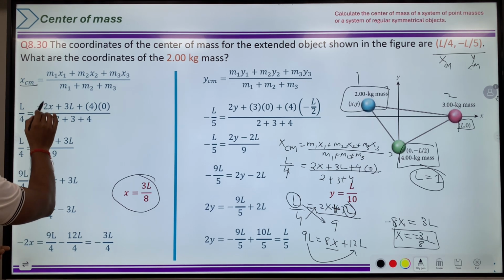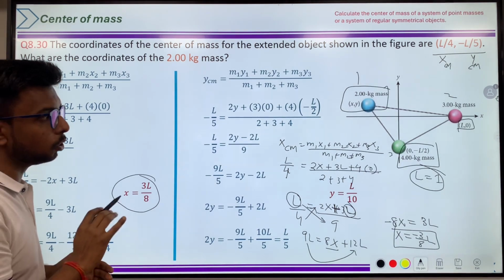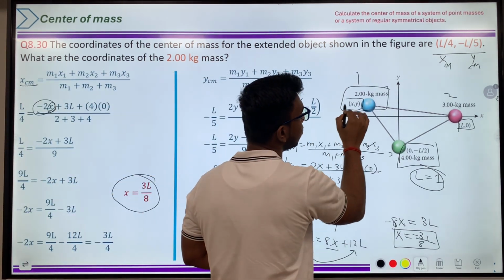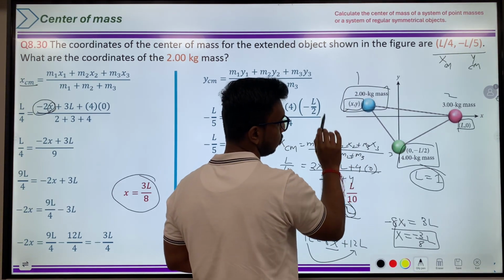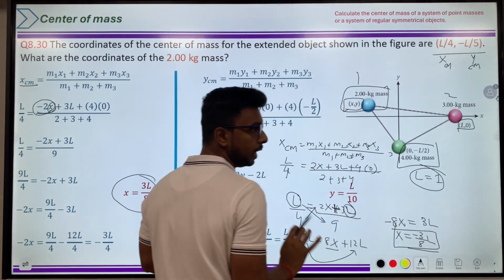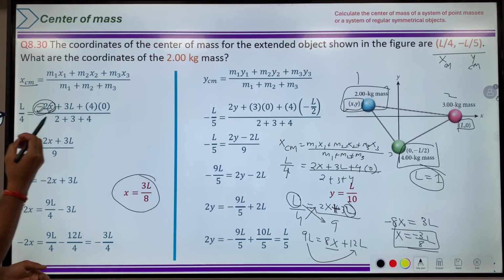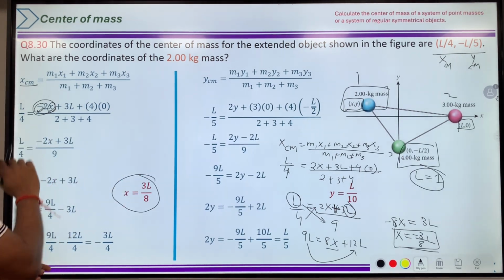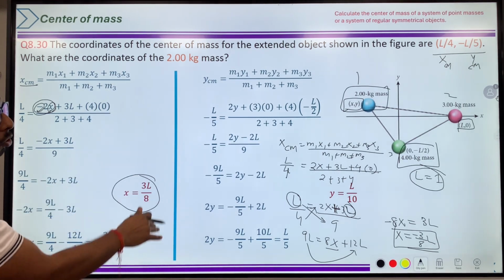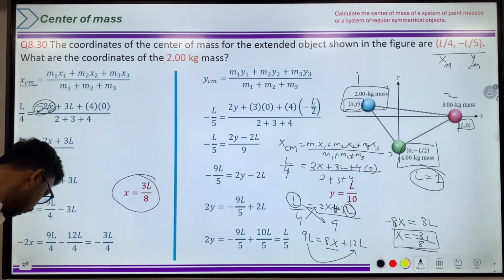Okay. They have already taken x as minus x. You don't have to do it, remember, because when we are writing the coordinate, we'll write it with plus and minus. So your result will be minus 3 by 8L and not 3L by 8. Because they have already included the negative before, that is why the result is coming as 3L by 8. Similarly, you can solve for y and you will get the result of the center of mass.